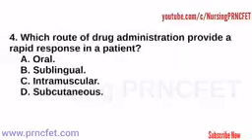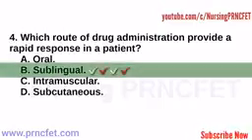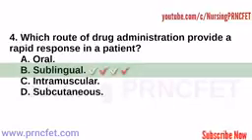Question 4. Which route of drug administration provide a rapid response in a patient? A. Oral. B. Sublingual. C. Intramuscular. D. Subcutaneous. Correct answer is B. Sublingual.